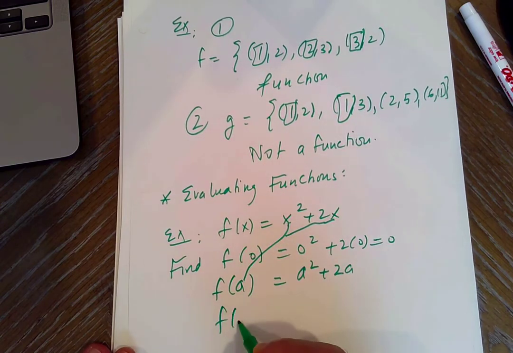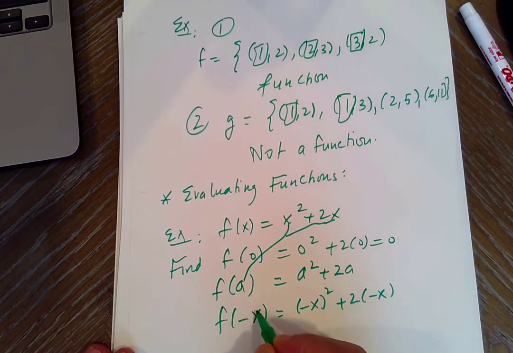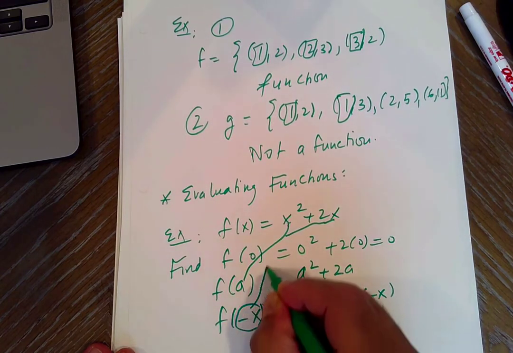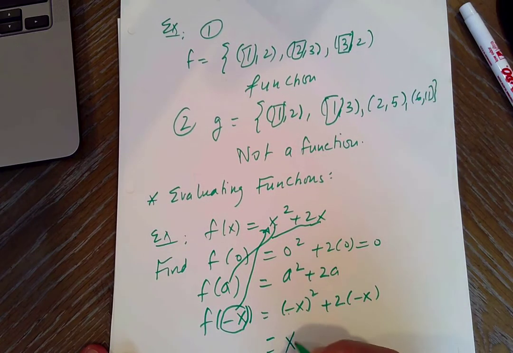And what is, say, f of negative x? You plug the negative x in there, so you're going to square negative x and then 2 times negative x. So anything you put in the parentheses is going to replace x. When you square a negative, it's positive. 2 times negative x is minus 2x.